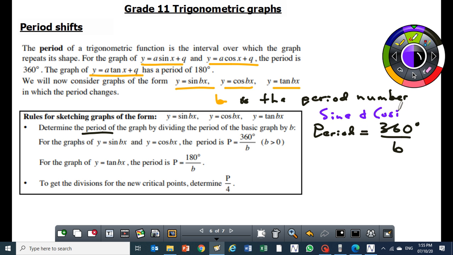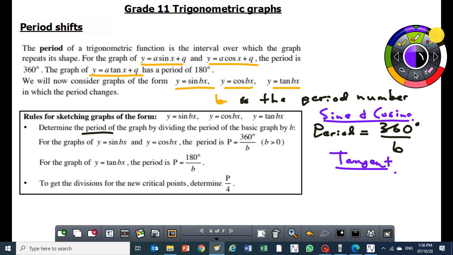Sine and cosine. The period is no longer exactly 360. It can change depending on the b value. So for sine and cos, your period is going to be equal to 360 over b. You have to memorize this formula. The period is equal to 360 over b. That's for sine and cos. For tangent, I'm writing them in full, the period is going to be 180 degrees over b.